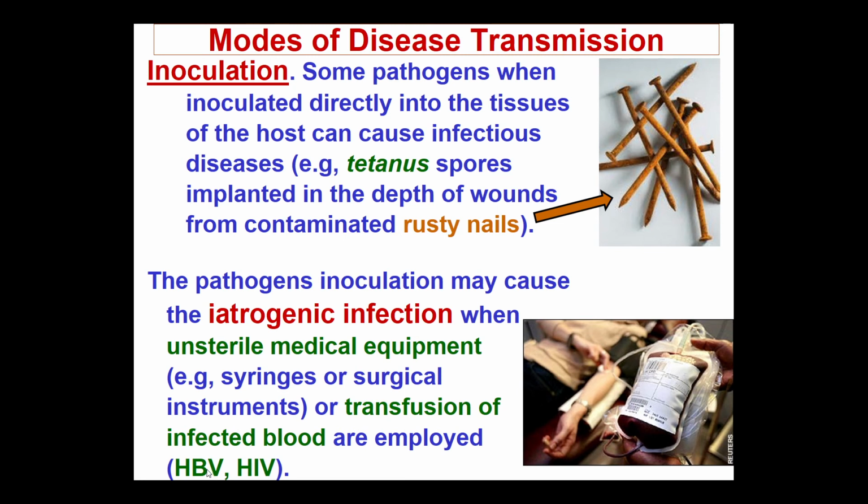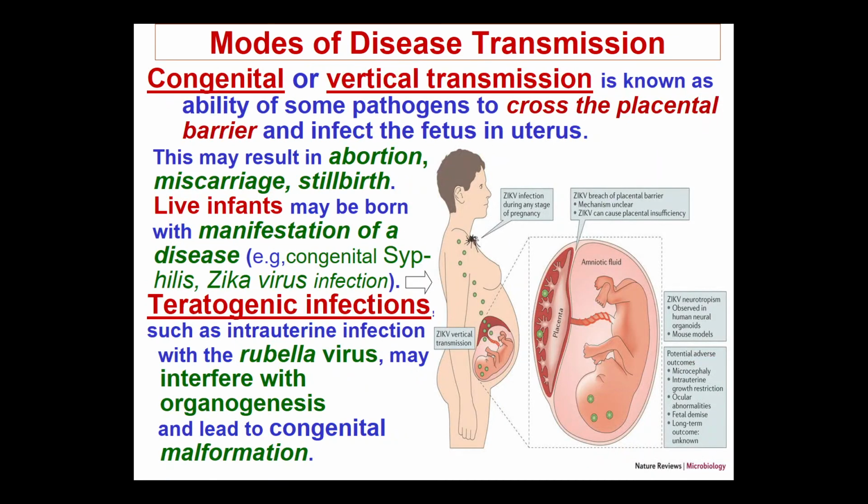This way, hepatitis B, hepatitis C virus infection is transmitted, human immunodeficiency virus infection also. Congenital or vertical transmission is known as the ability of some pathogen to cross the placenta barrier and infect the fetus in utero. This may result in abortion, miscarriage, stillbirth. Live infants may be born with a manifestation of a disease. For example, congenital syphilis, Zika virus infection.